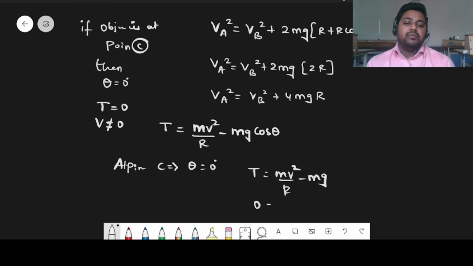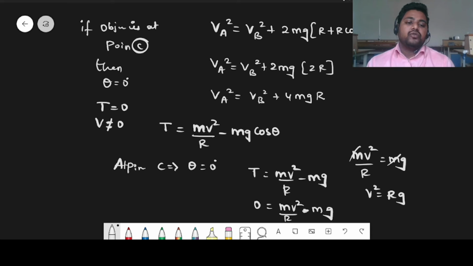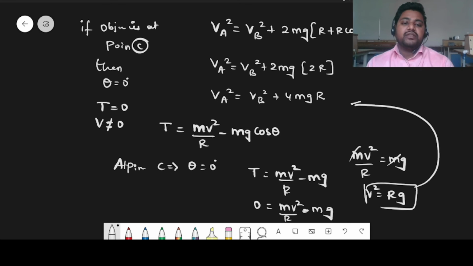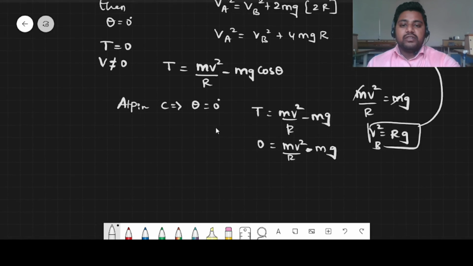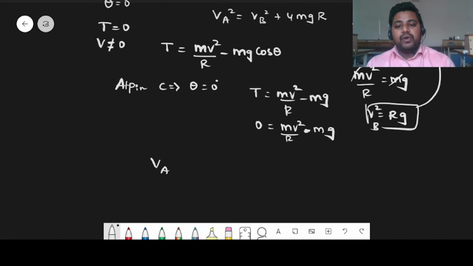So if tension is becoming 0, you can write mv square divided by r is equal to mg. The m gets cancelled, so v square is equal to rg. So in place of vb square, if you are substituting this in the equation, the value of velocity at point A, va square, can be written as 5gr.